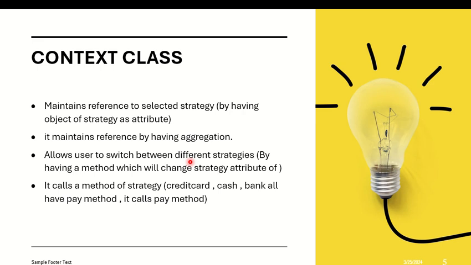It allows the user to switch between different strategies. And again, a method which can change the strategy attribute, an object. And here it calls a method of strategy. Maybe we have a pay method, we have a deposit method, and so these methods must be present in the credit card, bank classes. We're going to be showing you this in a moment.